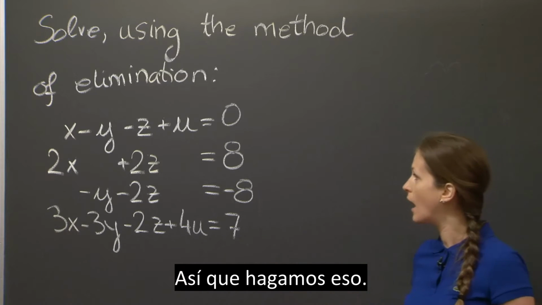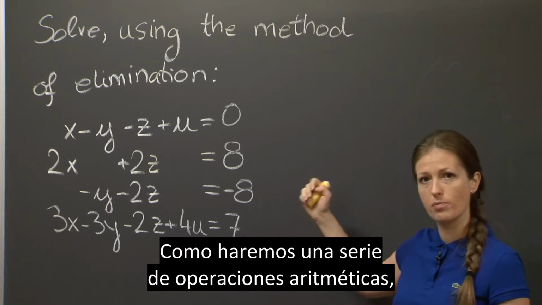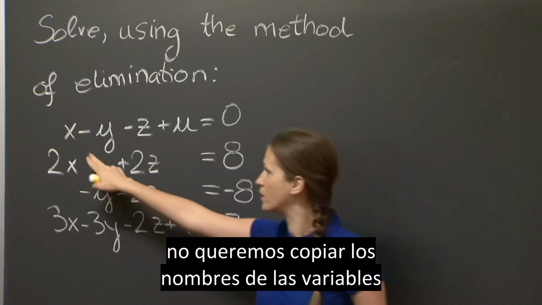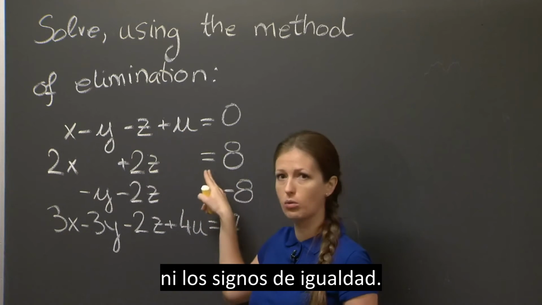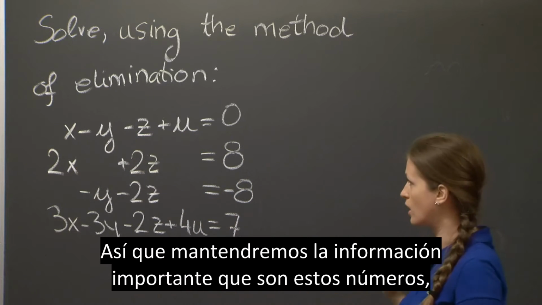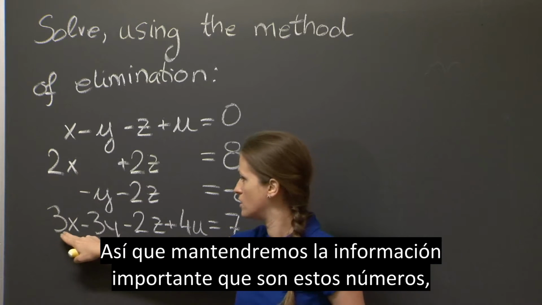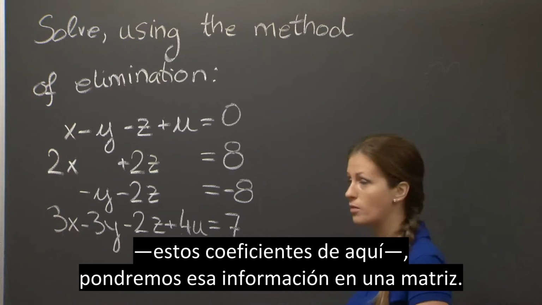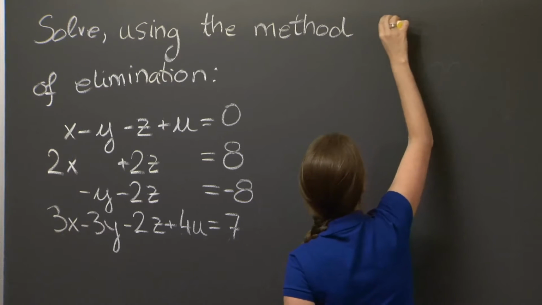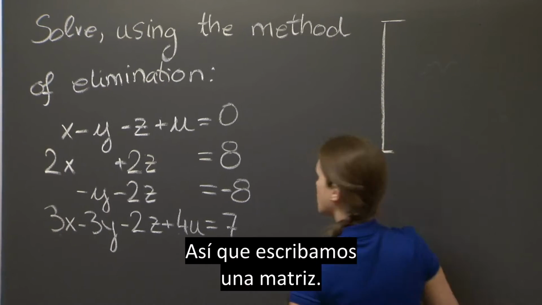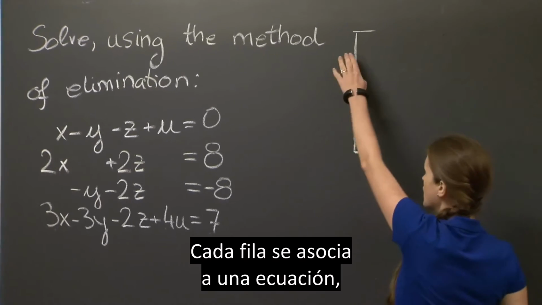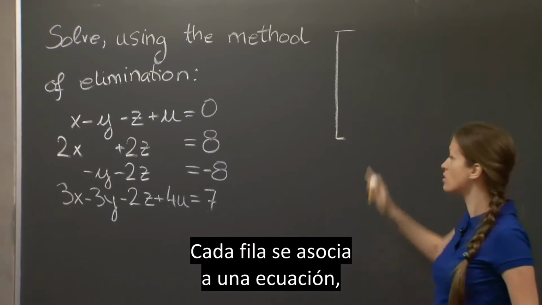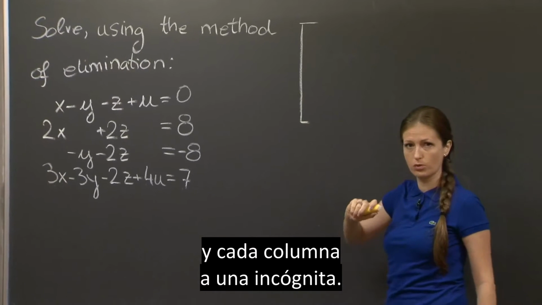So let's do that. As we're going to do this series of arithmetic operations, we don't really want to copy the names of the variables and the equality signs every time, so we're going to keep the important information, which are these numbers, these coefficients here. We're going to keep that information in a matrix. So let's write a matrix. Each row is going to correspond to an equation, and each column is going to correspond to an unknown.